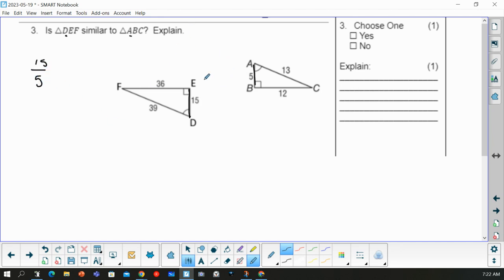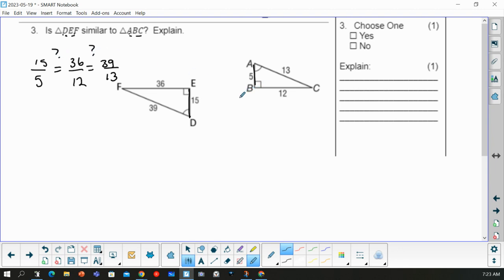Next, the next two letters, EF, are paired up with BC. So EF, 36, is paired up with BC, 12. Then I've got the first letter and the last letter: DF, AC. DF, 39, AC, 13. Now the question is, are these really all equal?